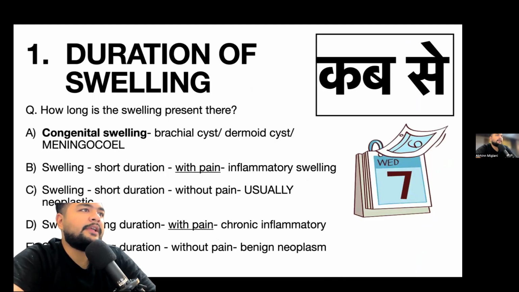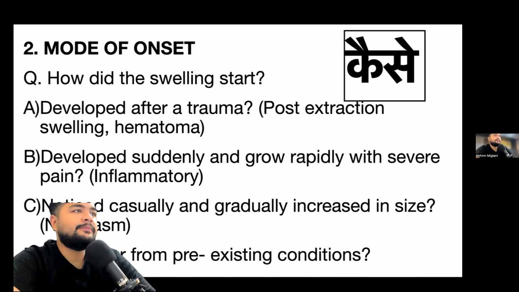So, the duration of swelling. How long is the swelling present there? A congenital swelling can be like a branchial cyst, dermoid cyst, or a meningocele. A swelling with short duration with pain is usually a symptom of an inflammatory swelling. A swelling of short duration without pain is usually neoplastic. Swelling with long duration with pain is a chronic inflammatory swelling. A swelling of long duration without pain can be a benign neoplasm.